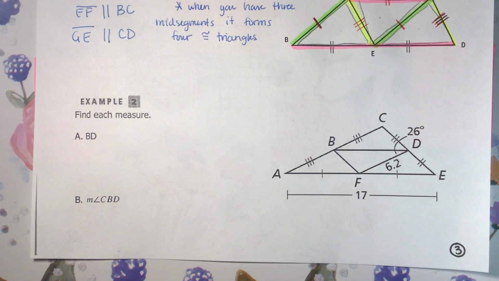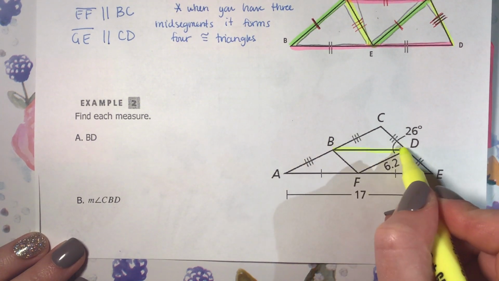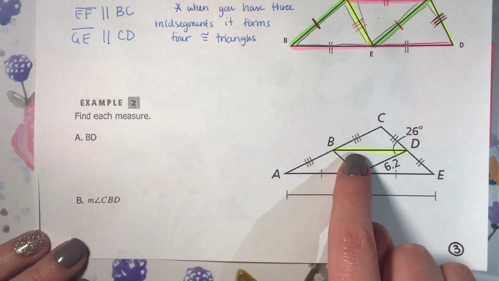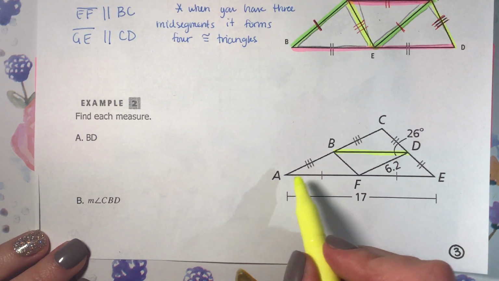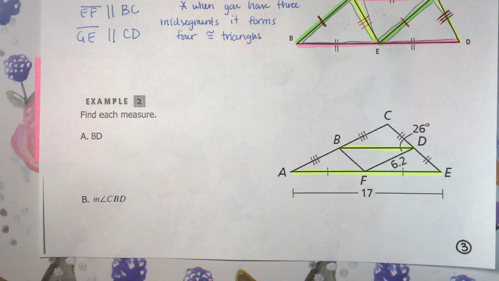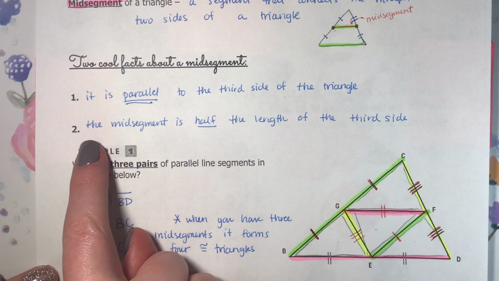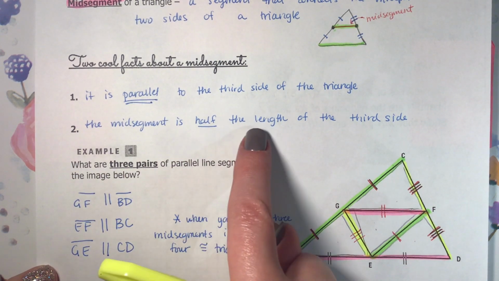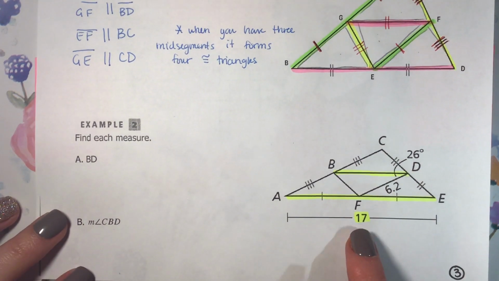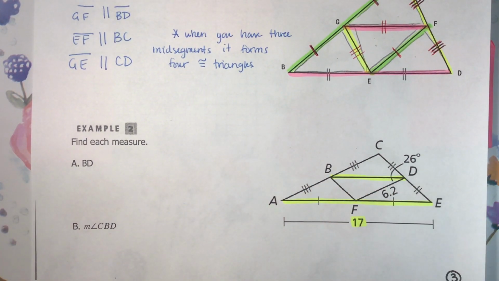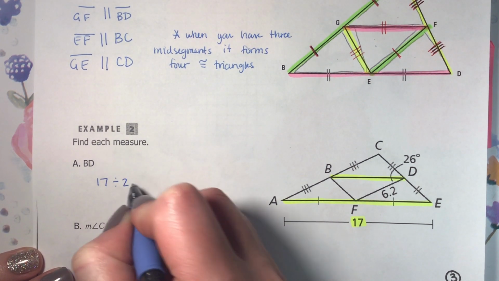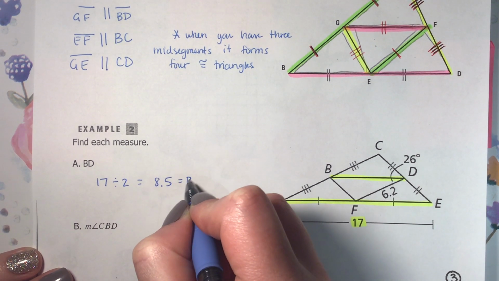First, it wants us to find each measure. So it wants us to find the measure of BD. All right, well, BD is a line segment, and that's from here to here. BD's length correlates with AE's length, and I know that AE is 17. Well, remember from up here in my properties, the midsegment is half the length of the third side. So if the third side is 17, to find BD, I need to take half of it. So what I'm going to do, I'm going to take 17 divided by 2. That's going to get me 8.5, and that's going to equal BD.